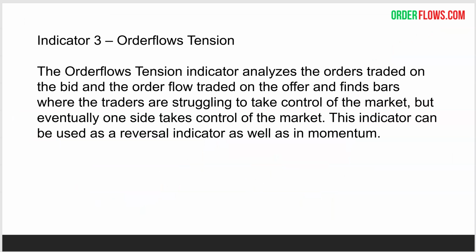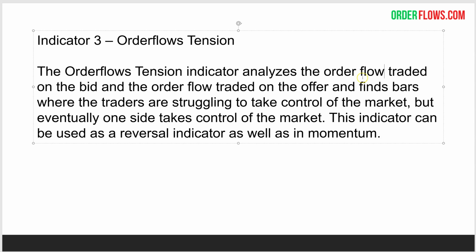Now, the third indicator is the Orderflows Tension indicator. And what this does is it analyzes the orders traded on the bid and the order flow traded on the offer. Well, it should be, and finds the bars where the traders are struggling to take control of the market, but eventually one side takes control of that market. Now, this indicator can be used as a reversal indicator as well as in momentum. Right, it measures the order flow, not the orders. And let me get that straight. I just want to highlight that to you.